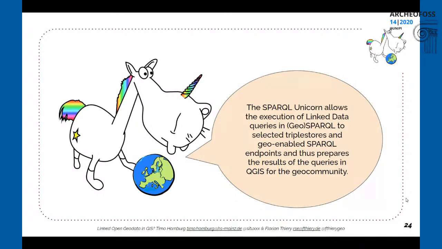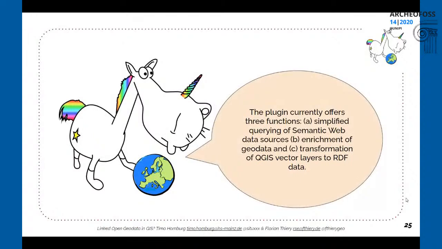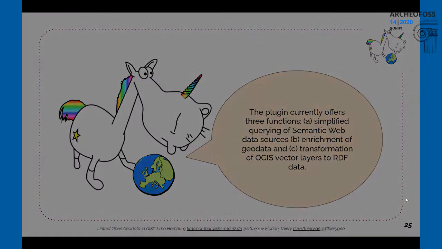So this is a direct access point for the QGIS community to use linked data and to further process it in the QGIS application. What we offer are 3 functions. The first is, of course, querying semantic web data resources. The second one is enriching QGIS vector layers with data already accessible in the semantic web. And the third is the transformation of QGIS vector layers to RDF data. This is the use case when you want to take, for example, a GeoJSON file, convert it to linked data, and publish it on the web. And for each of these 3 functions, we will now show some examples and show you some insights on how we solve those issues inside the plugin.